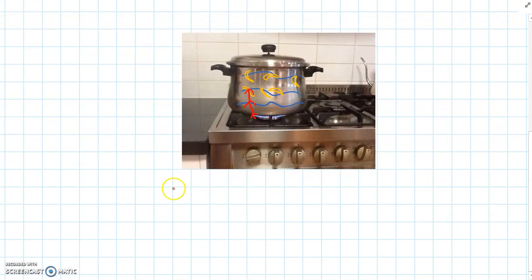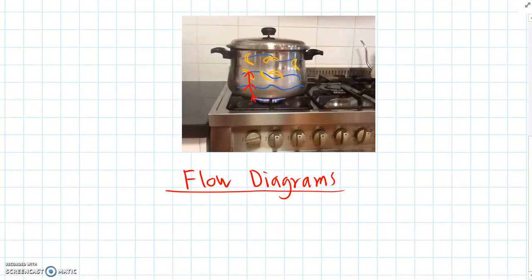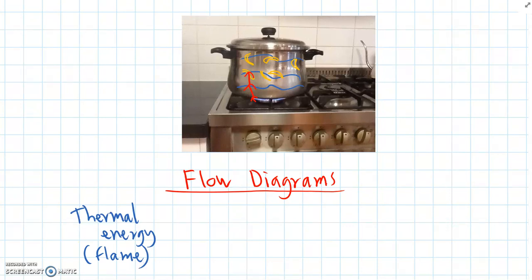And what we can do is show all these transfers in a diagram. And these are called flow diagrams, or energy flow diagrams. So we start off by saying how the energy was at the start of the situation. We had thermal energy, which is the same as heat. And the thermal energy was in the flame. So we say where that energy was as well.